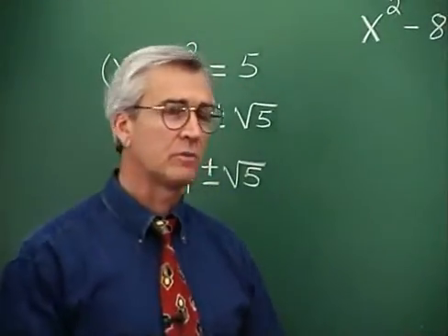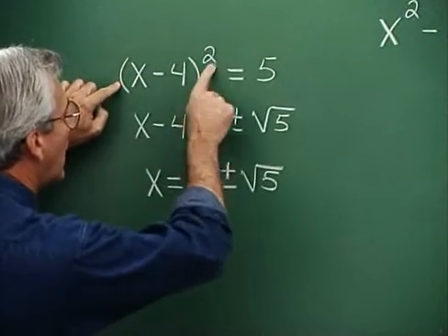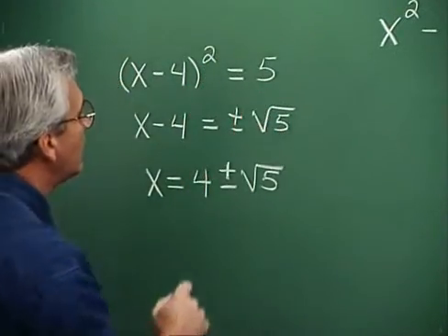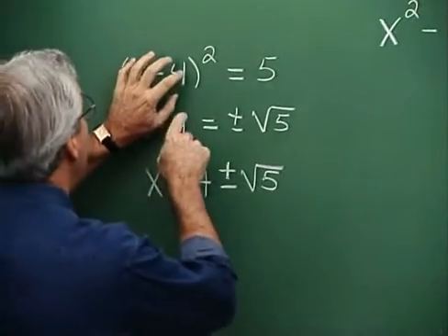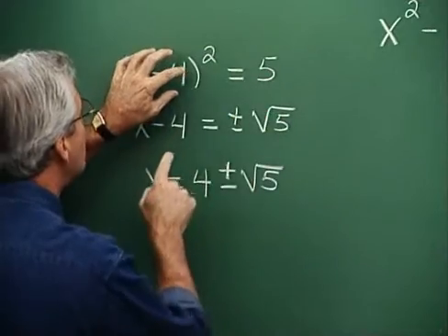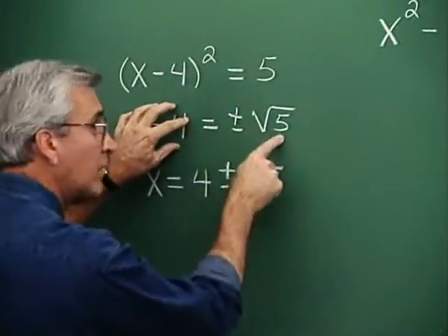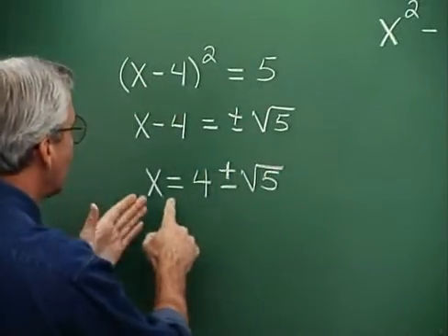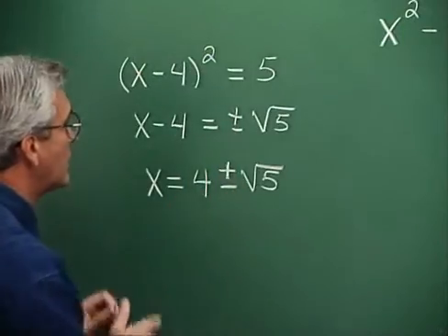We know that in a circumstance like this, where we have a variable quantity squared set equal to a number, we can use this taking square roots idea to say that if this unknown quantity squared is equal to 5, then this unknown quantity, which is being squared, is plus or minus the square root of 5. And then from there, we find x to be 4 plus or minus the square root of 5, our two solutions to the equation.